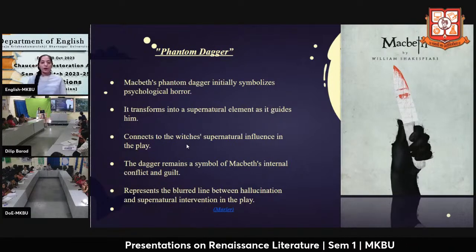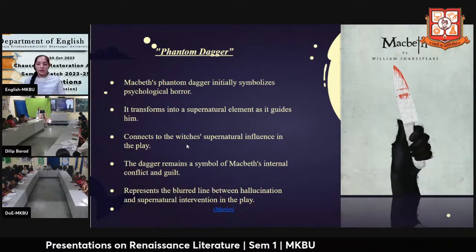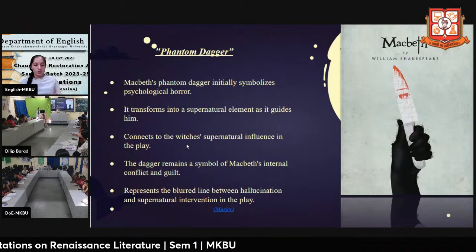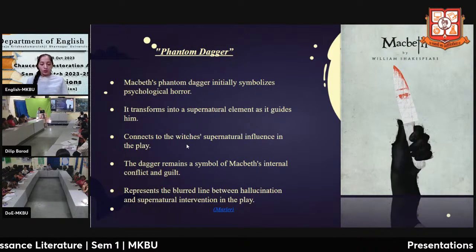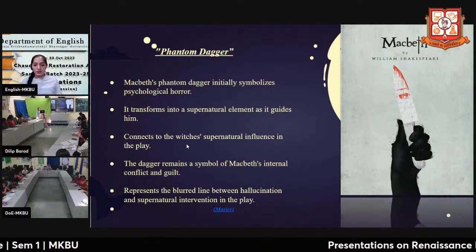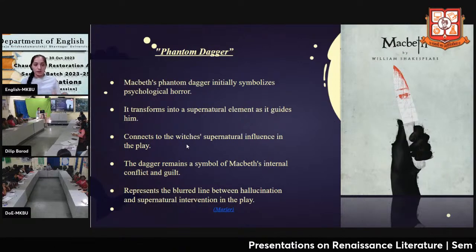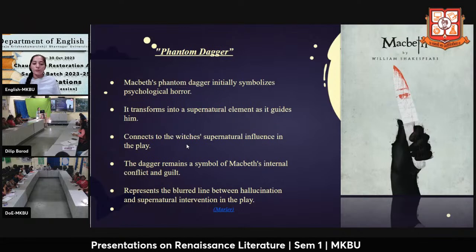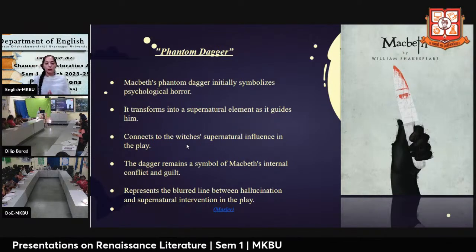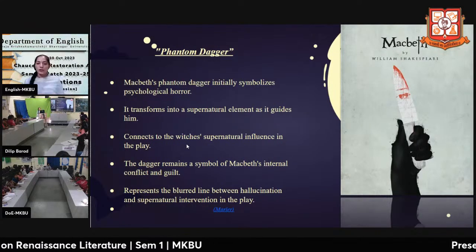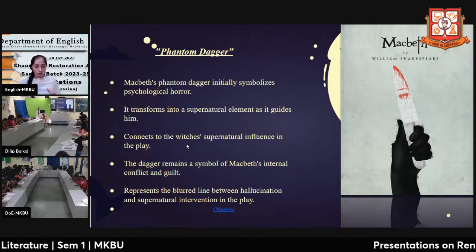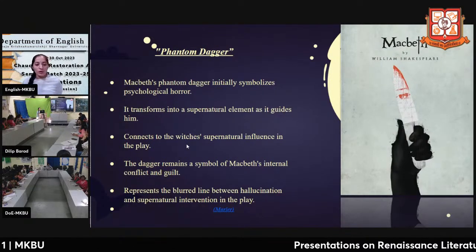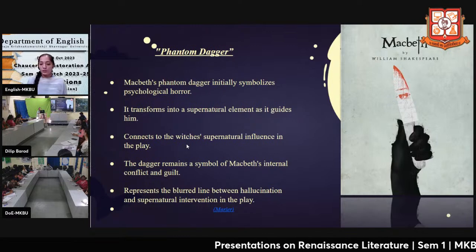So let's discuss the phantom dagger. We can see that the phantom dagger refers to the dagger with which he murders King Duncan. It converts for him into a phantom dagger. Macbeth's phantom dagger initially symbolizes psychological horror. He is psychologically disturbed after King Duncan's death, so it transforms into a supernatural element.